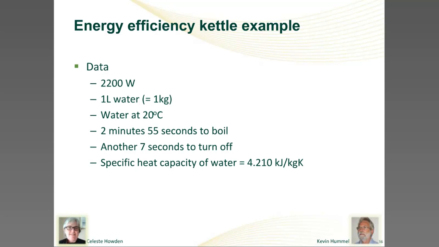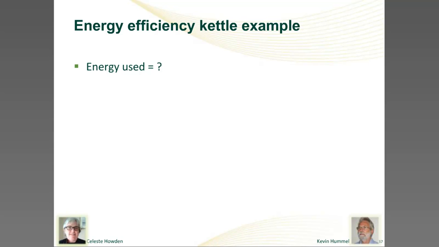And then to do the maths, we actually need a thing called the specific heat capacity of water. You can look that up in a textbook or just Google, it's easier. And that turns out to be 4.210 kilojoules per kilogram Kelvin. This is defined as the amount of energy required to raise 1 kilo of water by 1 degree. So we've now got all our data. So let's get on and do some sums.